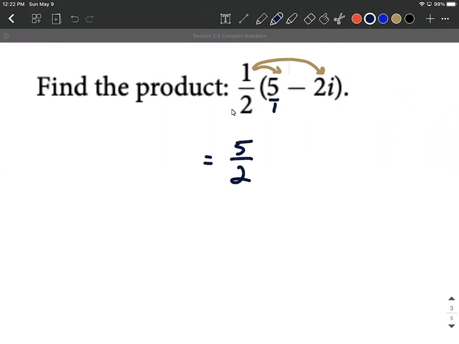And then we have 1/2 multiplied by 2/1. With the i that comes along. 2 times 1/2, the 2's get to cancel out or create a 1. So we'll make a minus 1i. There's an understood 1 out in front here. So we have a real part, 5/2, and an imaginary part, a -1.